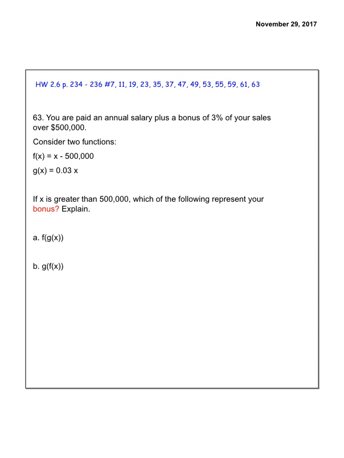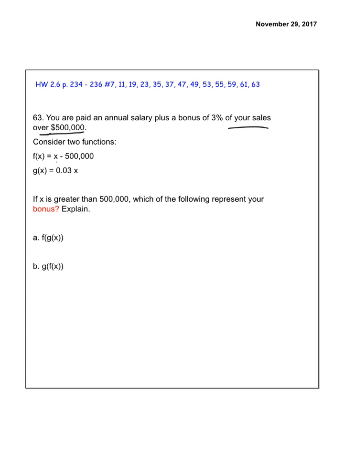This is the solution to number 63 from section 2.6 on composition of functions. So we're told that we're paid an annual salary plus a bonus of 3% of our sales over $500,000. And we're asked to consider two different functions, f of x and g of x, which are given here.